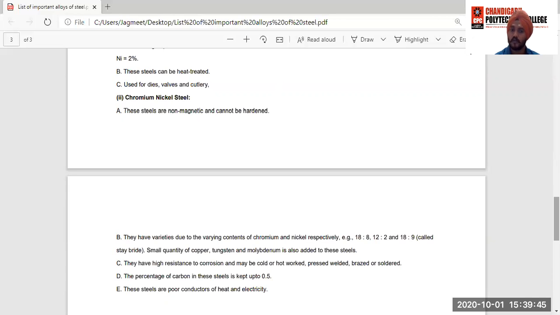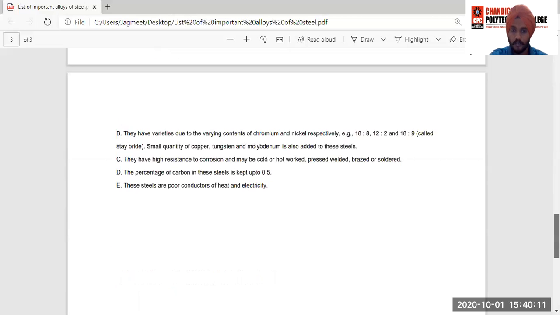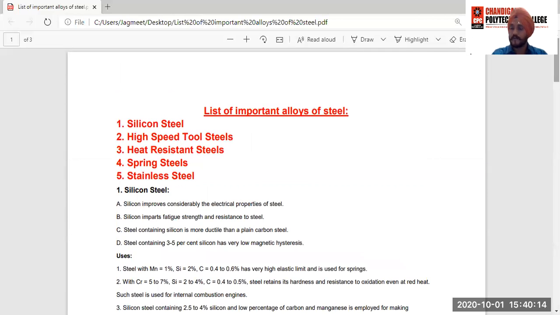A small quantity of copper, tungsten, and molybdenum is also added in these steels. They have high resistance to corrosion and may be cold and hot worked, pressed, and brazed and soldered. The percentage of carbon in these steels is kept up to 0.5%. These steels are poor conductors of heat and electricity. So all these are steels with different ratios of elements, and as the ratio increases or decreases, they are converted into different applications.